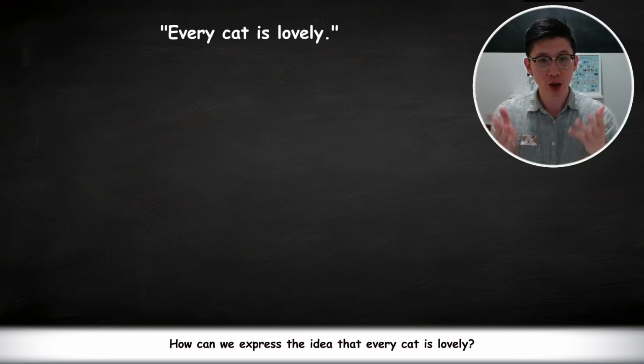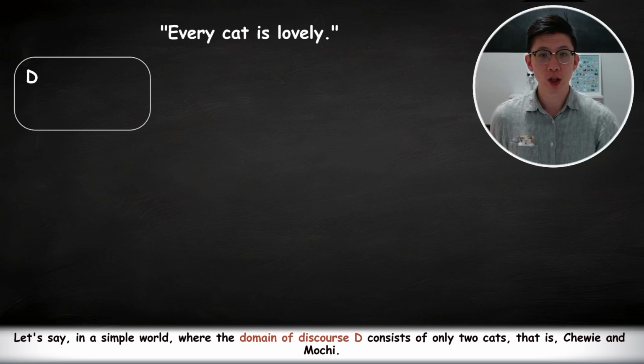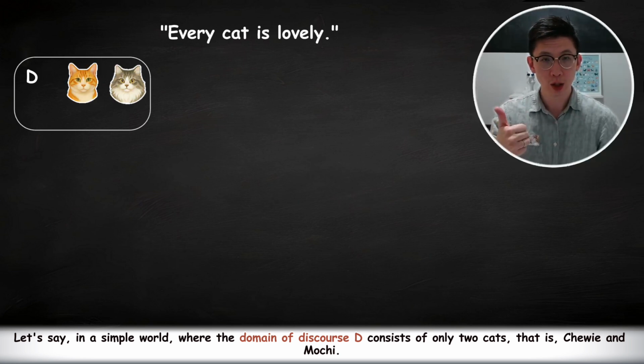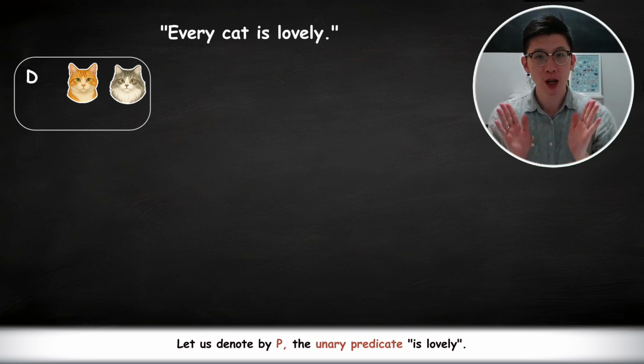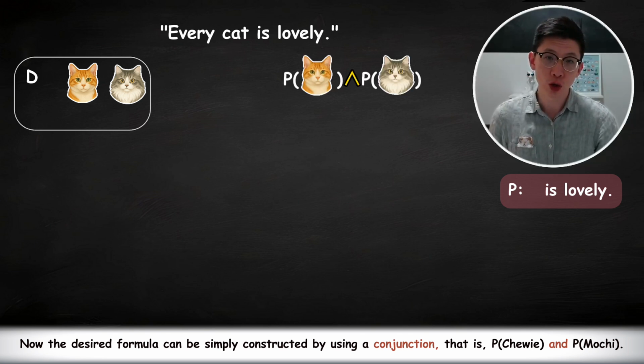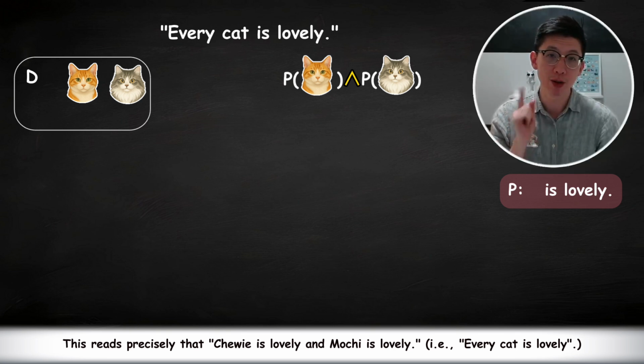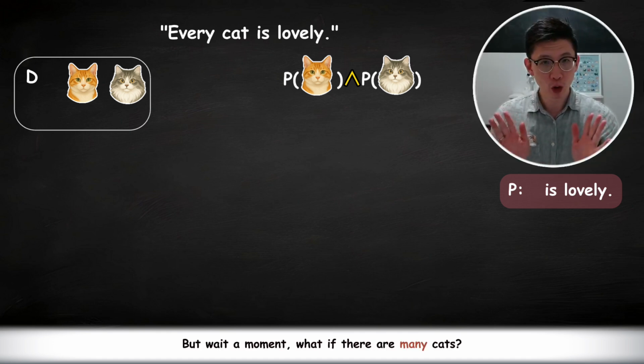How can we express the idea that every cat is lovely? Let's say, in a simple world, where the domain of discourse D consists of only two cats, that is, Chui and Mochi. Let us denote by P the unary predicate "is lovely". And now the desired formula can be simply constructed by using a conjunction, that is, P Chui and P Mochi. This reads precisely that Chui is lovely and Mochi is lovely. Perfect. But wait a moment.